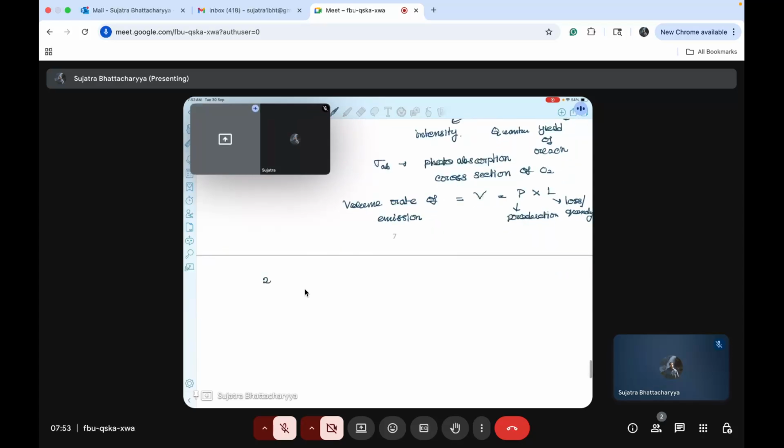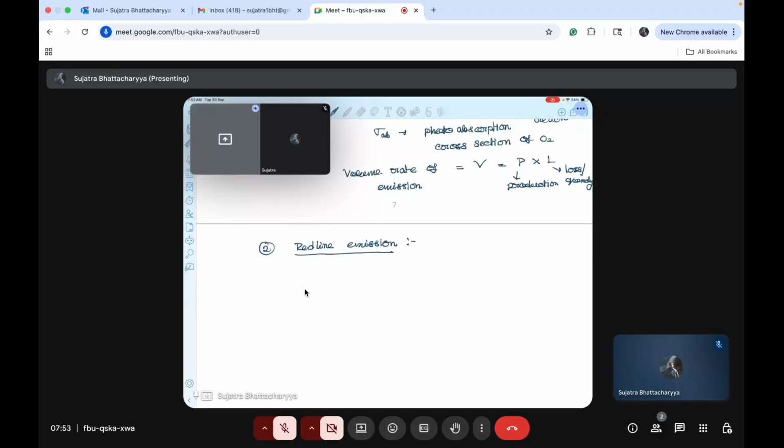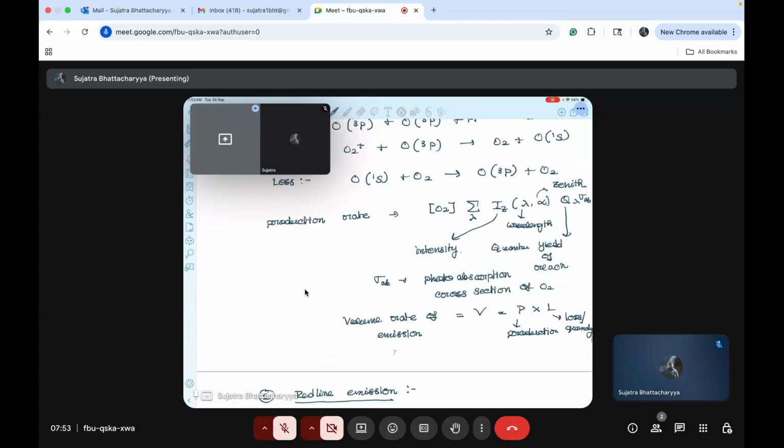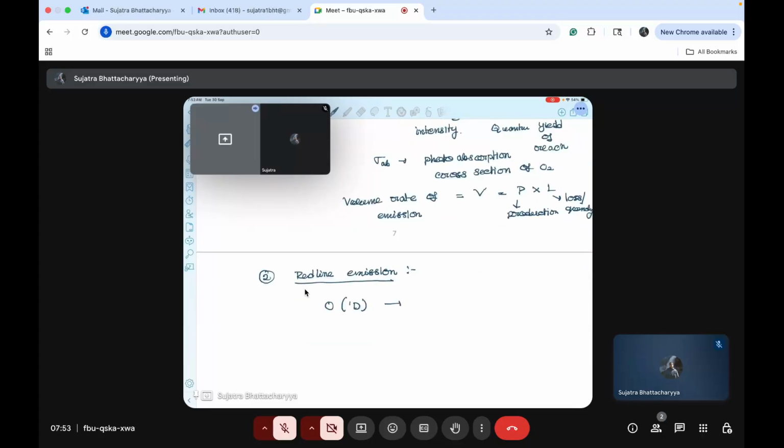Now, we have talked about the green line emission. Let us now talk about the red line emission. This is the red line emission. So how it happens is that O1D, from the 1D state, jumps to the ground state O3P plus h nu at 630 nanometers. This is the photon which is released and it is red in color.